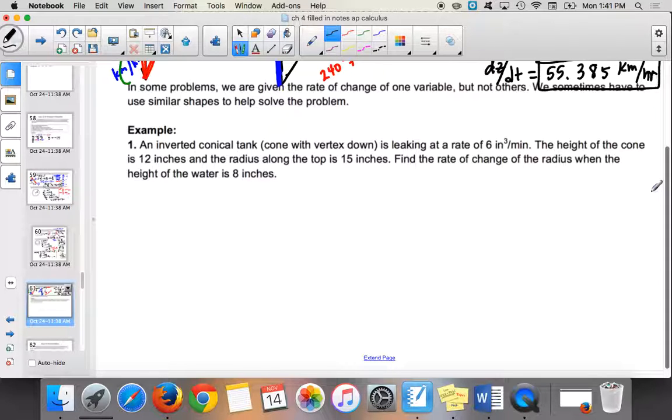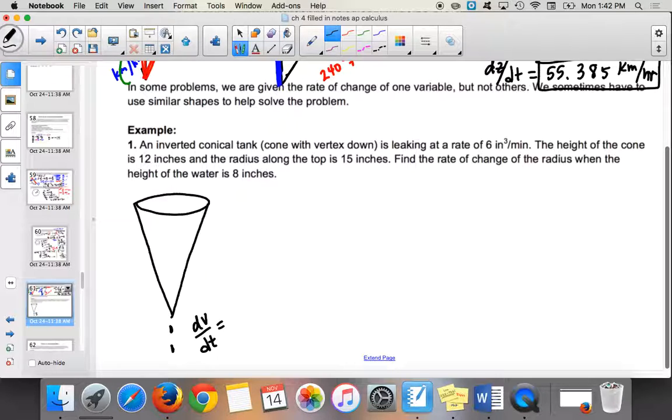So an inverted conical tank. This is a cone, but the tip of the cone is at the bottom. It's leaking at a rate of 6 cubic inches per minute. So it's leaking out, and we're losing, so dV over dt, we're losing 6 cubic inches every single minute. So it's a negative.